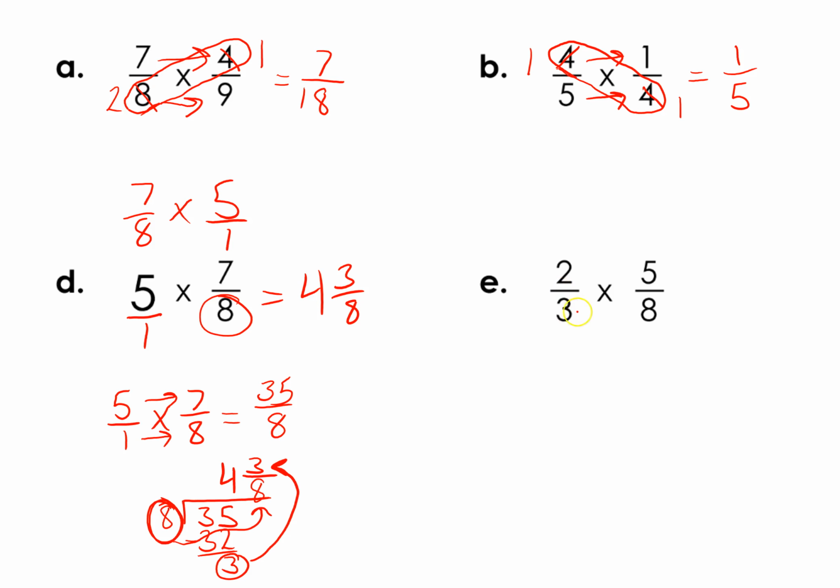Okay. On the next example, can't cross simplify here. The only thing that can go into 3 and 5 would be the number 1, which doesn't simplify things for us. But here, 2 can go into 2 one time, and 2 can go into 8 4 times. Now we can multiply straight across. 1 times 5 is 5. 3 times 4 is 12. And that's it.